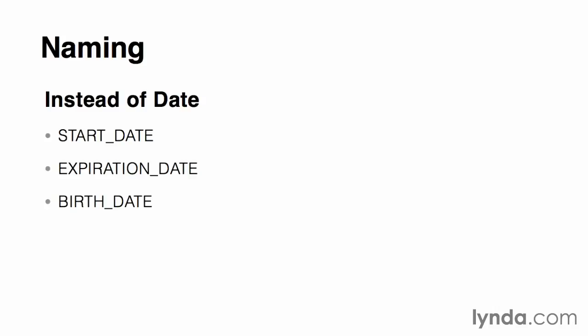For instance, instead of a field named date, consider how much clearer names such as start date, or expiration date, or birth date are. They instantly give you more information about the data anyway, and won't trigger any reserved word warnings.